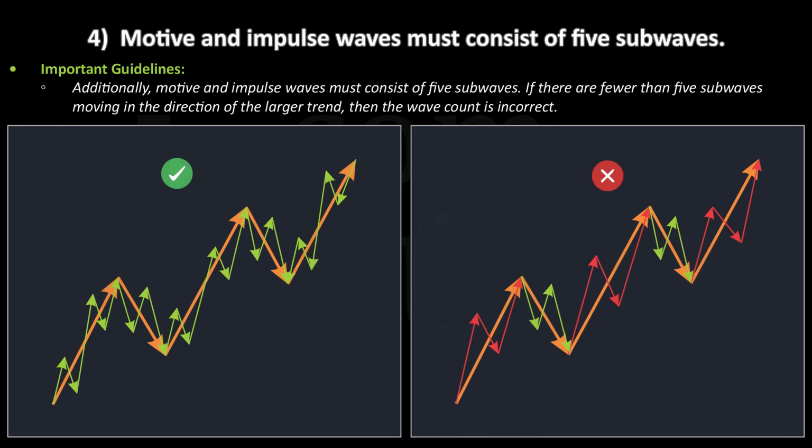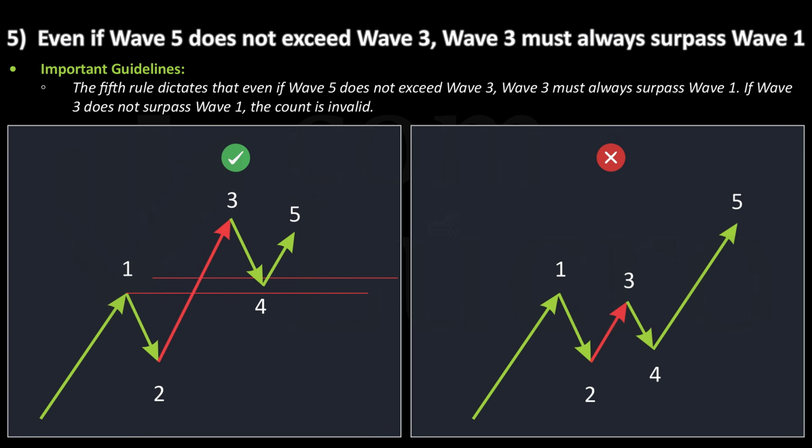Then come the 2 conditions. Motive and impulse waves must consist of 5 subwaves, and each of them has to move with the larger trend. Fewer than 5, and the count is incorrect. If the count shows only 3 subwaves, it isn't an impulse at all. It's a correction wearing the wrong label. The second condition is that wave 3 must always travel beyond the end of wave 1. If it doesn't, the count is invalid. Wave 5 carries no such obligation, and that's exactly what a truncated wave 5 is. Wave 5 fails to surpass the end of wave 3, yet the count still stands, because wave 3 already did its job and cleared wave 1.